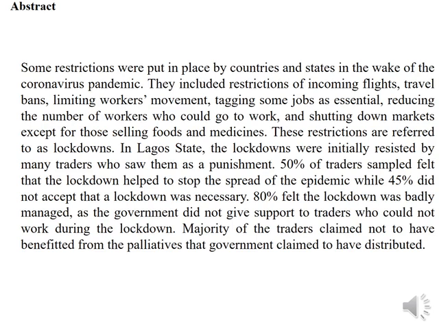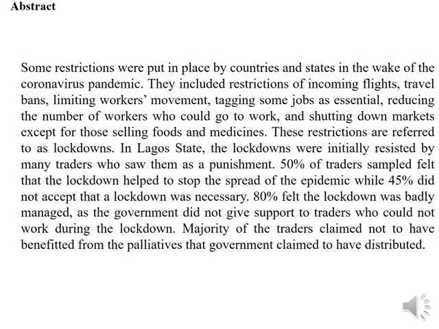They included restrictions of incoming flights, travel bans, limited workers' movement, and tagging some jobs as essential, reducing the number of workers who could go to work, and shutting down markets except for those selling foods and medicines. These restrictions are referred to as lockdowns. In Lagos State, the lockdowns were initially resisted by many traders who saw them as a punishment.